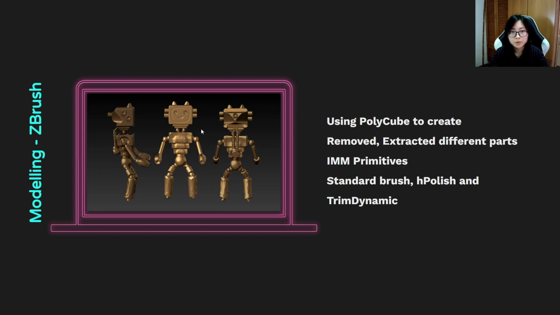And as for the body parts, firstly a polycube is created for the top body first, and then after creating the details I then duplicate them and then make sure that there's 3 sections here, and then the rest are done using IMM primitives and the details are added using trim dynamic.